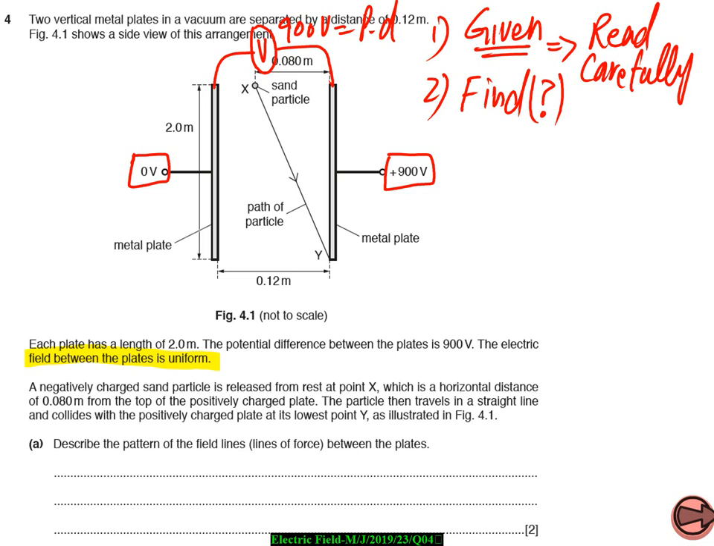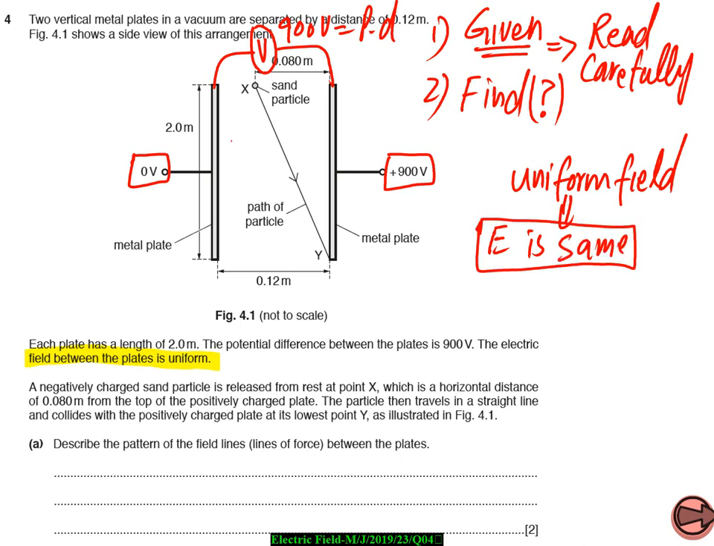Uniform field simply means E is the same everywhere in the field. It means if I find the value of E at, let's say, point 1, and I choose another point close to the positive plate, where the field is E2, then if the field is uniform, E1 should be equal to E2.